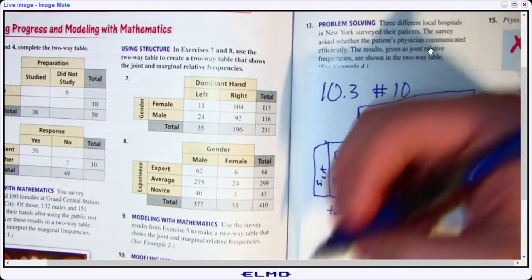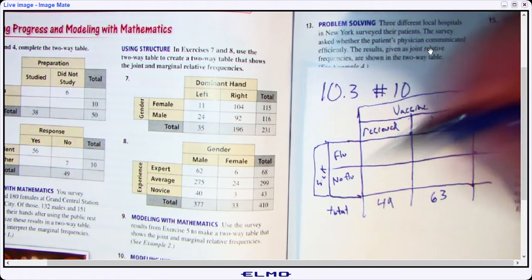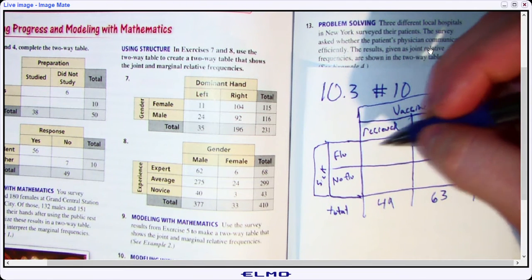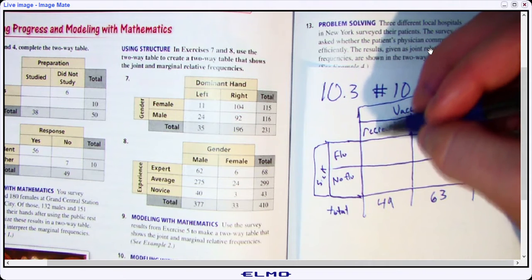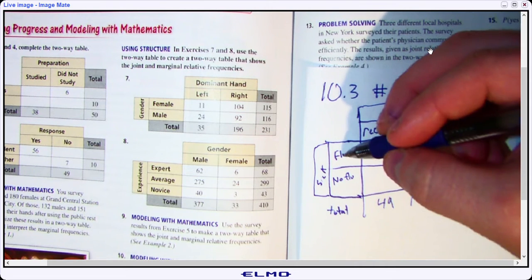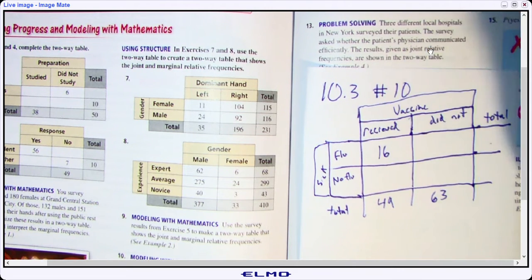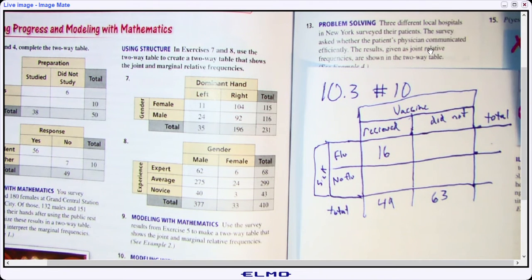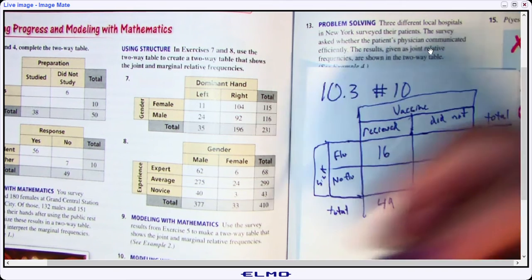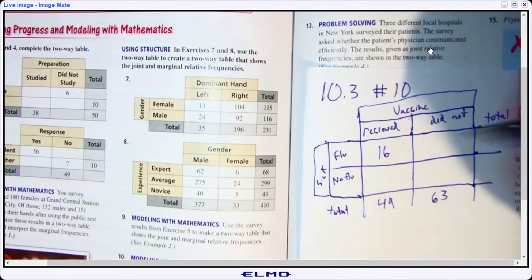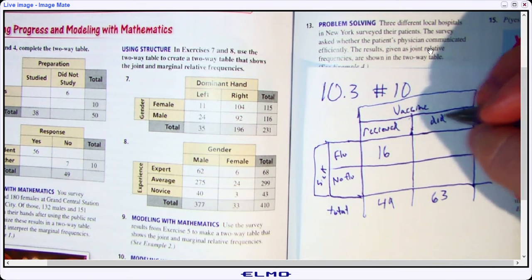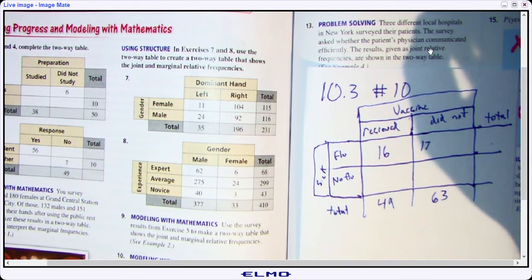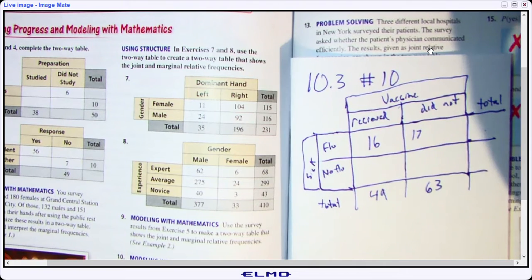And then it says, of those who received the flu vaccine, 16 people got the flu. So now I go to this, of those received, which means we're in this column, there were 16 who got the flu. So that's going to go there. Okay? Of those who did not receive the vaccine, 17 got the flu. So I'm going to go into my did not, 17 over here. Now, that's all the information they gave us, right?